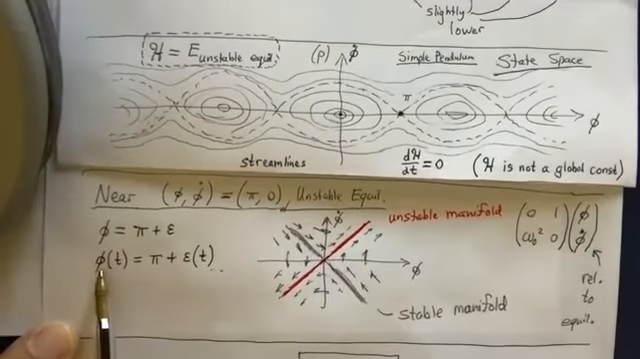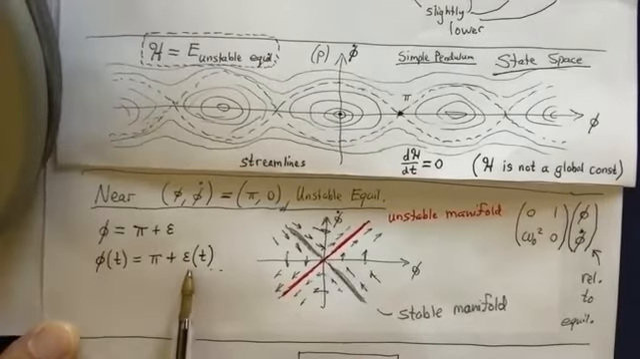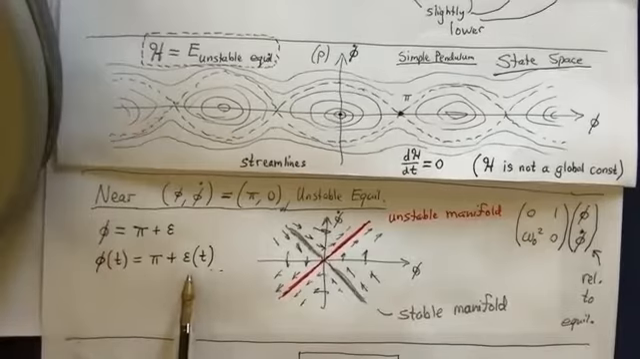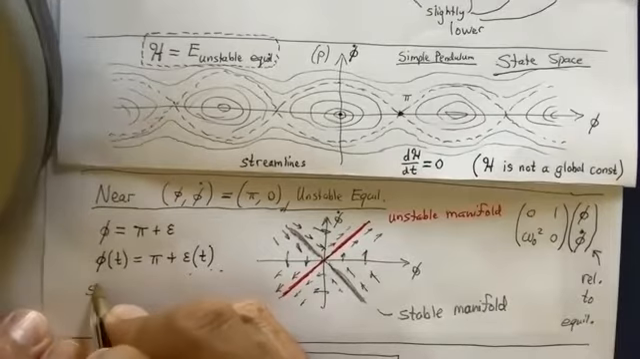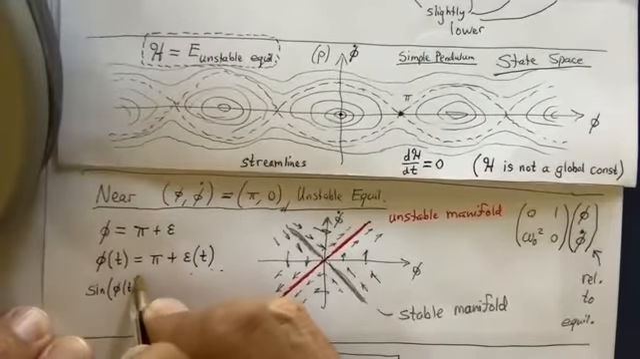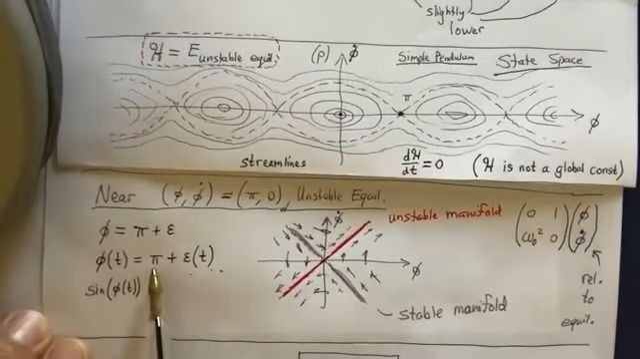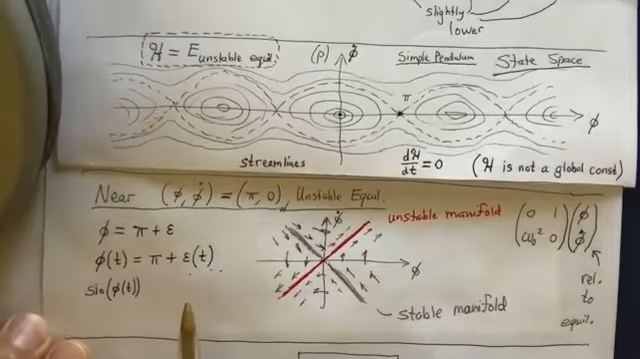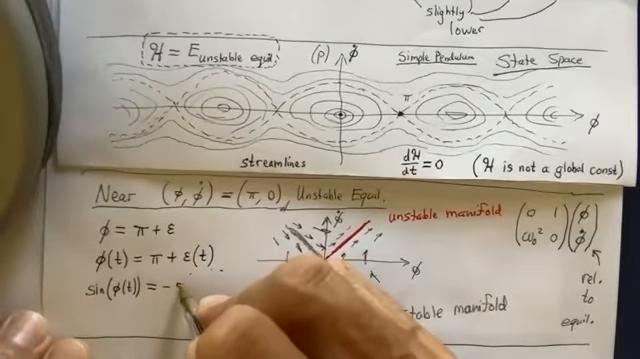So the statement is that phi is a function of time. It is equal to a constant pi plus a small function of time. Okay, and then you plug this in, you use a trigonometric identity. We need to know the sine of phi of t. And now there's a so-called angle addition formula. The sine of pi plus an angle, this is minus the sine of the angle epsilon.